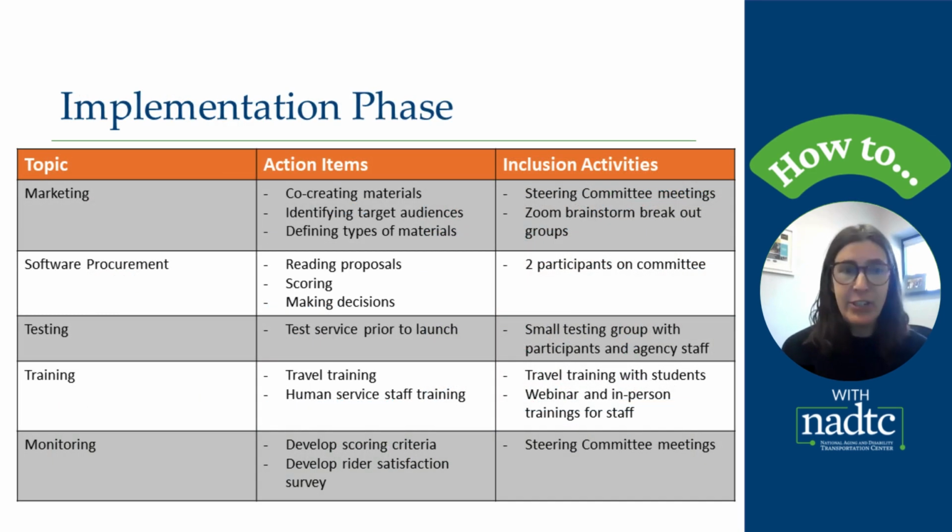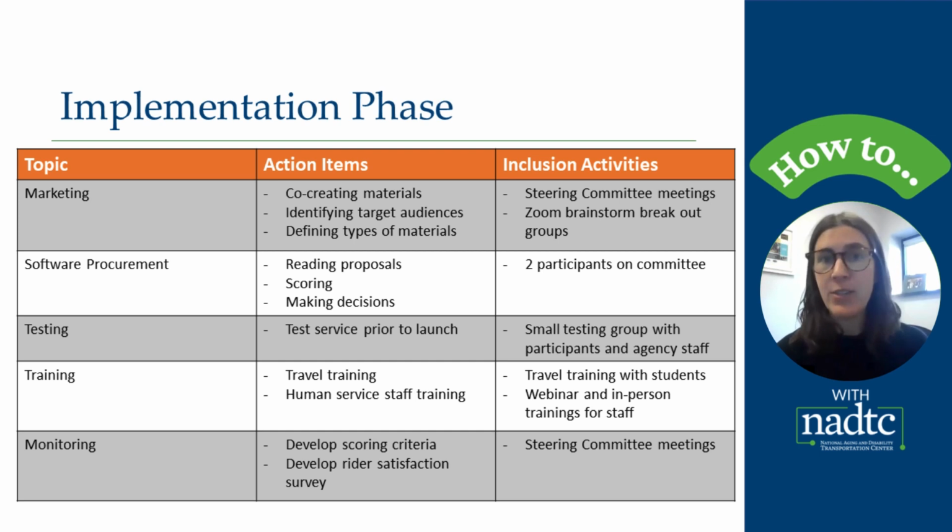And so with the implementation phase, some different components were marketing, the software procurement, testing the service prior to the start of the pilot, training, as well as ongoing monitoring. And again, some of our inclusive activities are over on the side there, but we did have, for example, 2 participants from the steering committee who were either an older adult or a person with a disability. Part of the software procurement was making sure we found a software provider that was usable by the people we were trying to serve. Testing as well, so people who might use this service, making sure it worked for them, and then training.